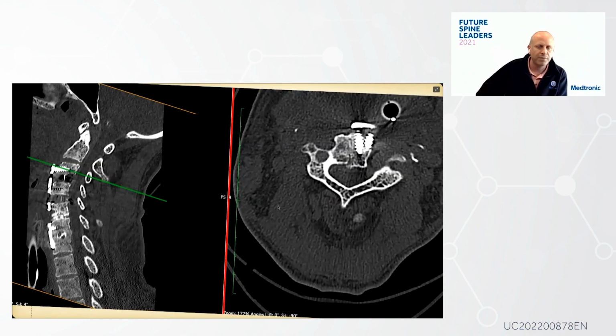But upon placing the plate, the lateral screw at C3-4 was too lateral and immediate arterial bleeding was found. The screws were placed. It was tamponaded with patties and Gelfoam. And appropriately, the patient went down for an angiogram once he was deemed hemodynamically stable.